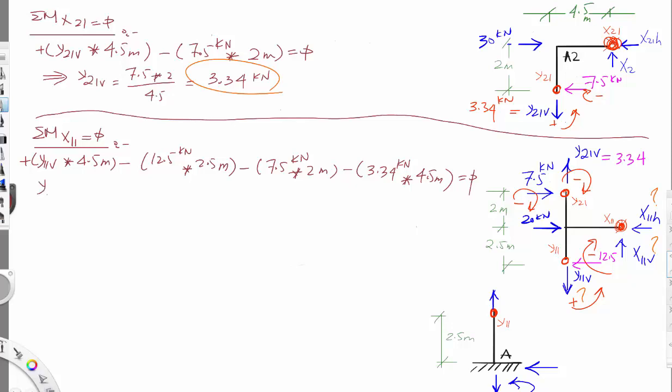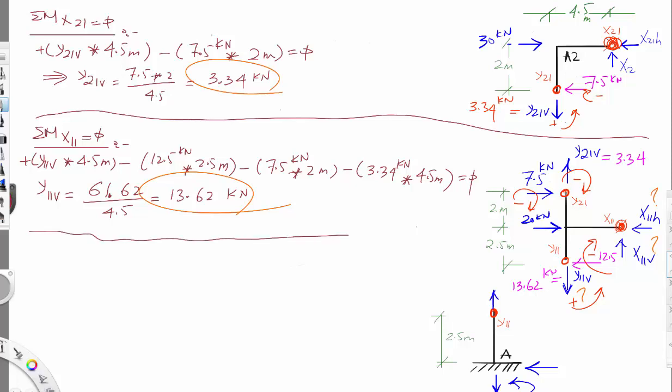So if you simplify this, we get y11 vertical is equal to 61.62 divided by 4.5, which is equal to 13.62 kilonewton. So again, if you update the value here, it is equal to 13.62 kilonewton. So now I move to joint A.